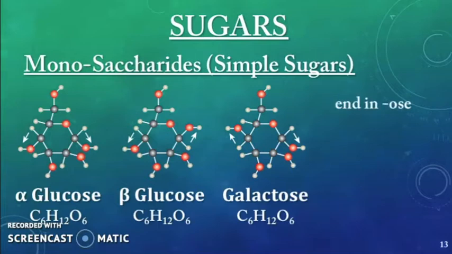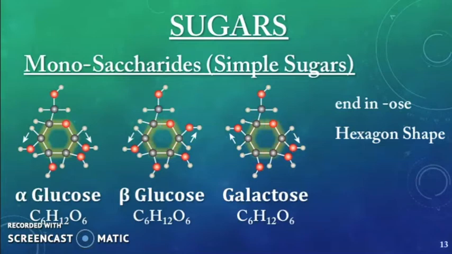So in all of these, glucose, galactose, they all end in OSE. And we're going to find out that's going to be pretty common today when we talk about our sugars, our starches, and our fibers. So they're going to end in OSE. Now, these particular ones have hexagon shapes. So you can see I'm highlighting the hexagon shape. And that's one of the things that I look for when I look at a sugar.